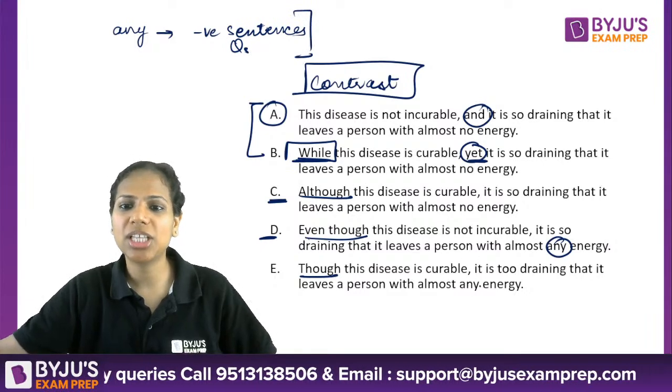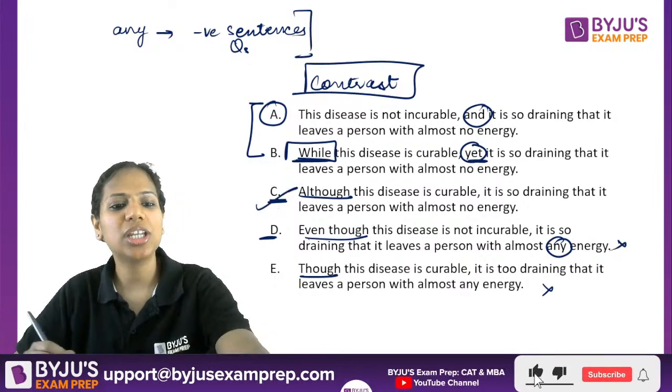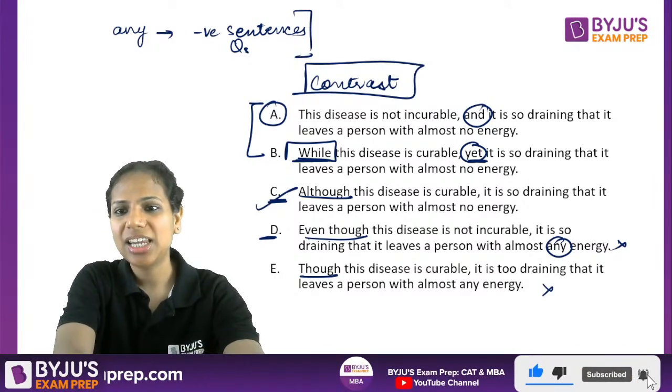So it does not leave with any. So both of these have that error, right? Eliminated. C is the only one that we are left with, right?